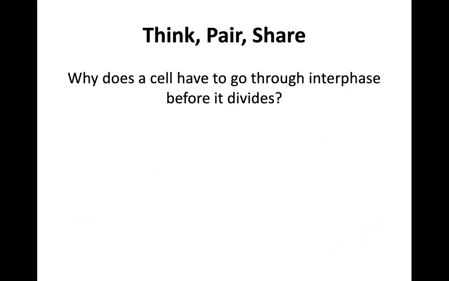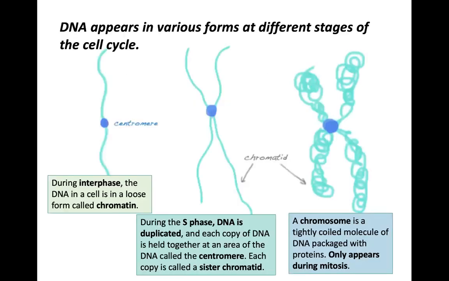So why does a cell have to go through interphase before it divides? What we just talked about. Well, it does prepare, but what did I say is super important? The DNA replicates, okay? So if we're talking about cell division and a cell is going to divide to make more cells, what do all the cells have? DNA, okay? So we talked about that when we talked about types of cells, okay?